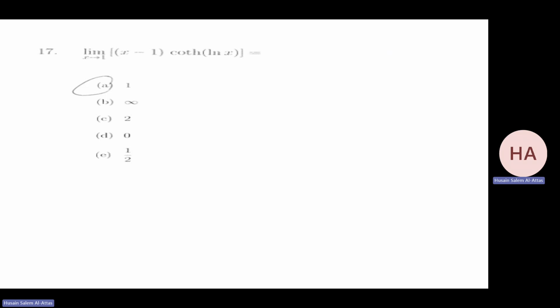Now we want to do this limit: as x goes to 1, (x minus 1) times coth(ln x). Let me check. What is coth(ln x)? That will be (e^(ln x) + e^(-ln x)) over (e^(ln x) - e^(-ln x)), cosh(ln x) over sinh(ln x).